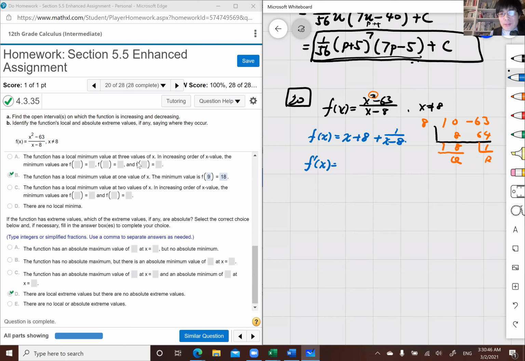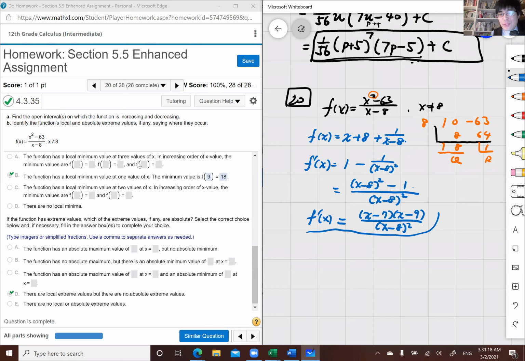So differentiate each term, it's going to be 1 minus 1 over x minus 8 squared. Combine the fractions, it's going to be x minus 8 squared minus 1. The numerator is square minus square, so you can factor it: x minus 8 plus 1 and x minus 8 minus 1. So that's the derivative in completely factored form.